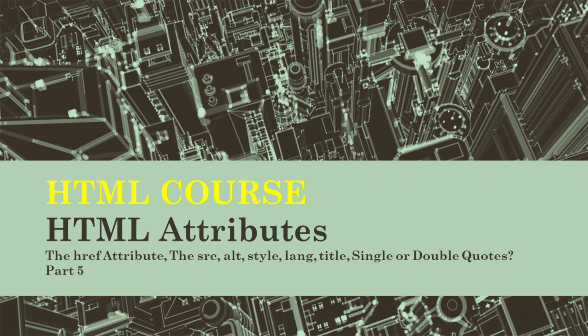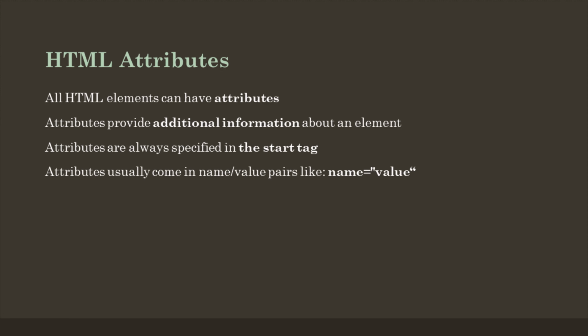HTML course. HTML attributes. The href attribute, the src, alt, style, lang, title, single or double quotes. Part 5. HTML attributes. All HTML elements can have attributes. Attributes provide additional information about an element. Attributes are always specified in the start tag. Attributes usually come in name/value pairs like name="value".